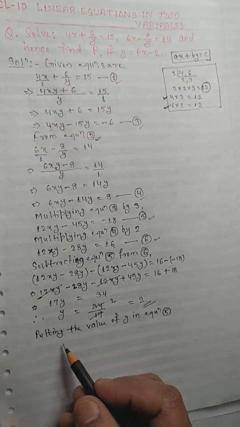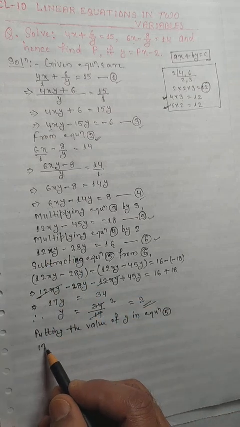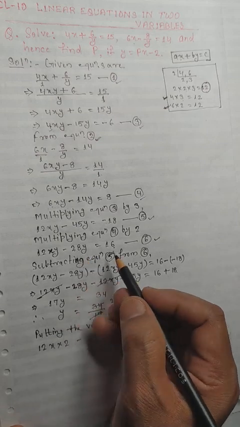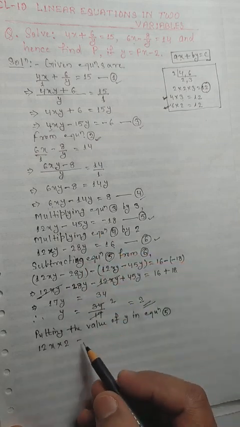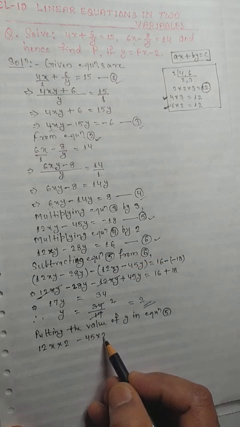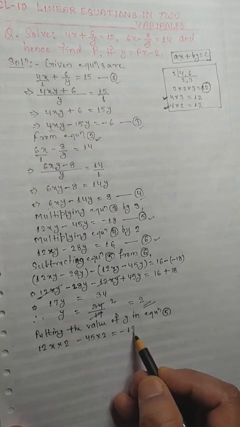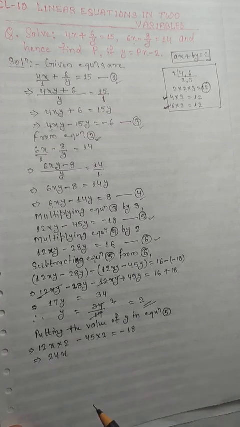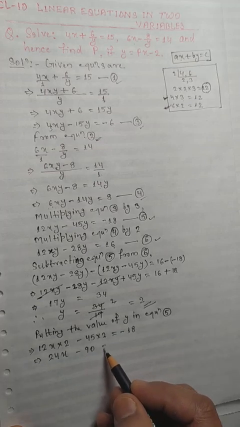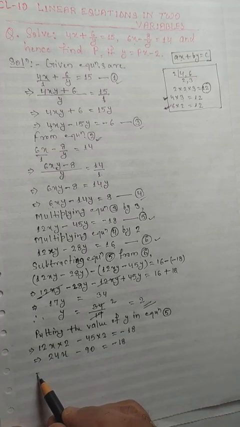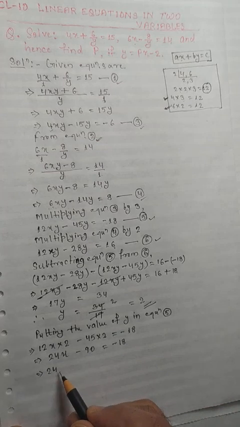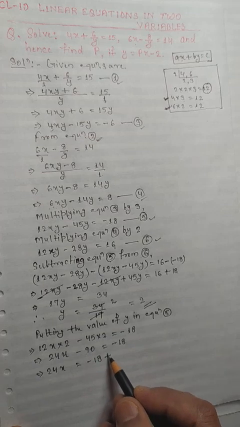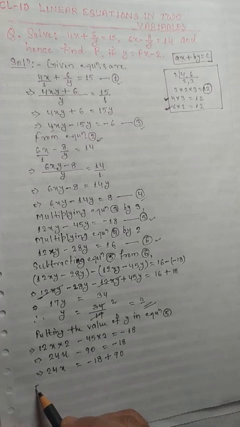So equation 5 will be 12xy. So 12x into y we got 2 minus 45y. So 45 into 2 is equal to minus 18. So 12 2s are 24, and x is also here. 45 2s are 90 is equal to minus 18. So 24x minus 90 will go to the other side. In RHS already minus 18 is there, 90 will become plus.